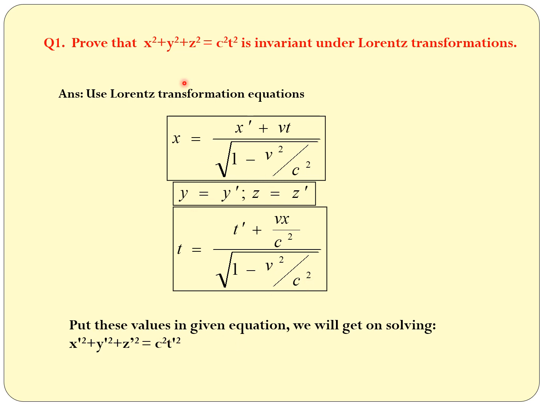If we put all these values in the given equation, after many terms are cancelled out, we get only x prime square plus y prime square plus z prime square on the left hand side, and on the right hand side we get c square t prime square. So this is in the same form as it was in S. In S prime frame this equation has only primed coordinates and it is in the same form. That's why we can say that this equation is invariant under Lorentz transformation.